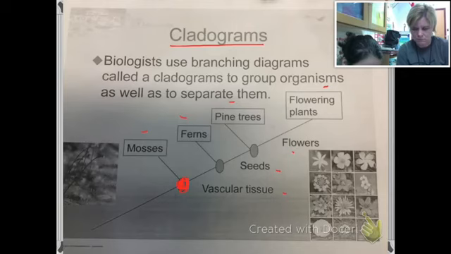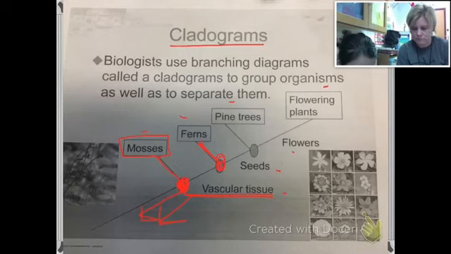At this node, we have the term mosses. So the mosses are actually probably the most simple organism on this cladogram because they do not have any of these characteristics. They don't have vascular tissue, they don't have seeds, they don't have flowers. All because this little node fell below these characteristics. Ferns is next. This is their node right in here. So they have everything below their node.